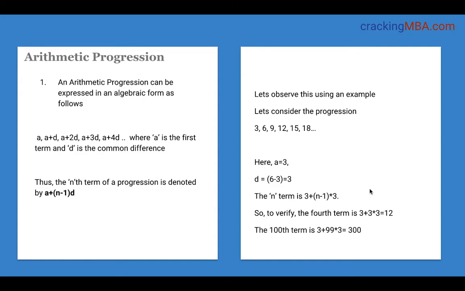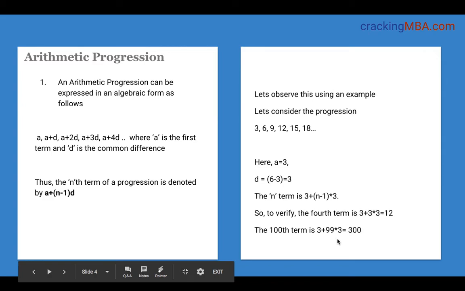Similarly, if you want to calculate the 100th term without actually expanding the whole progression, we can directly calculate it as 3 plus 99 into 3, which is 300.